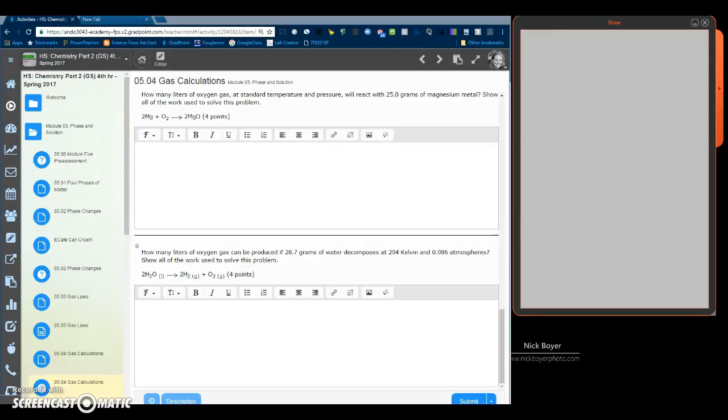Okay, so in this problem, I have skipped down to number 9, and we're going to look at how many liters of oxygen gas can be produced if 28.7 grams of water decomposes at 294 Kelvin and 0.986 atmospheres. Please show all your work.